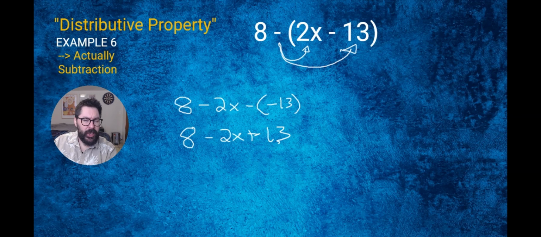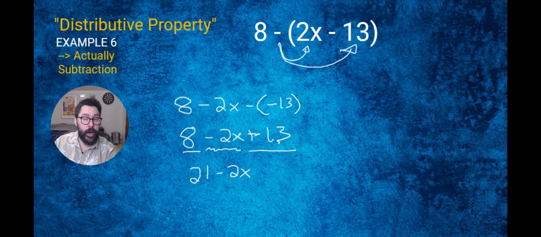And you could stop there. I would clean this up further. You'll notice that 8 here and plus 13 here are like terms. So we can actually do 8 plus 13 and get 21. And then we still have this other term that we can't subtract quite yet. So we just write minus 2x.